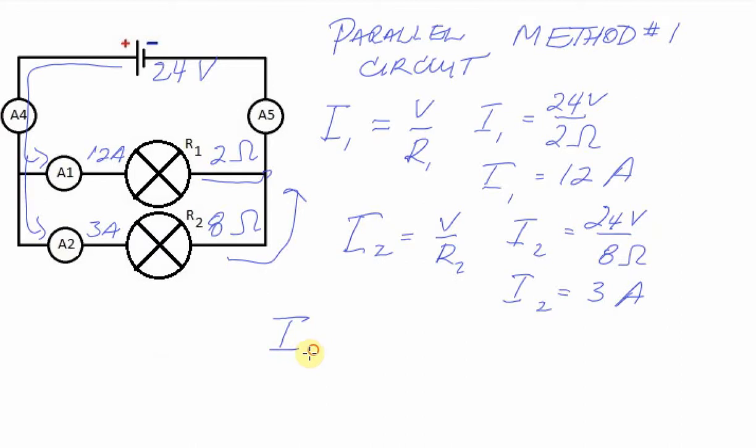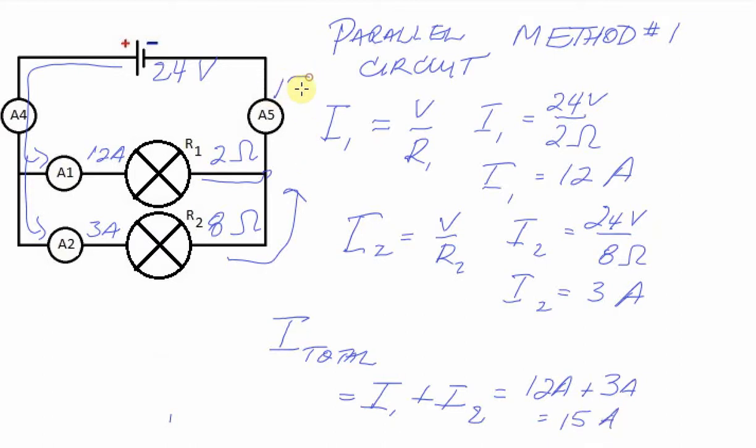So I total is equal to I1 plus I2, which is equal to 12 amps plus 3 amps, which is 15 amps. So here, this is 15 amps. So I've got 15 amps going in, and I must have the same coming through A4. That's also 15 amps.